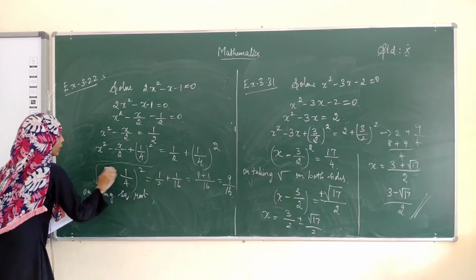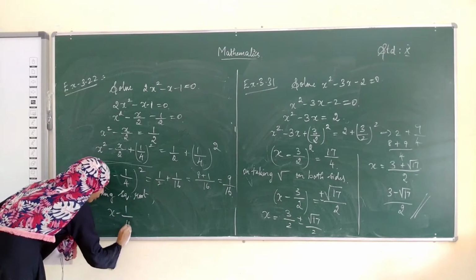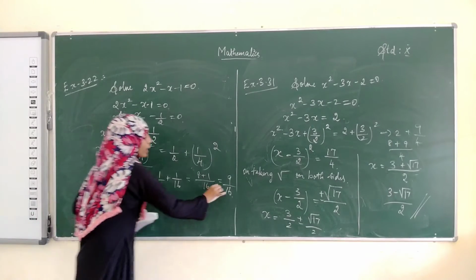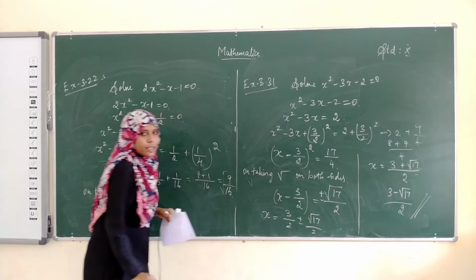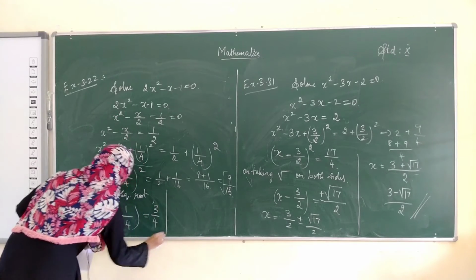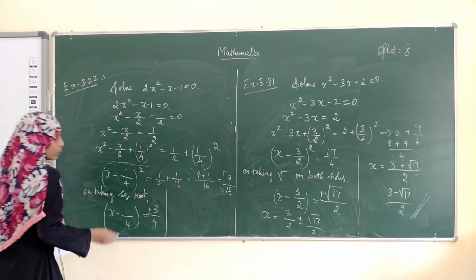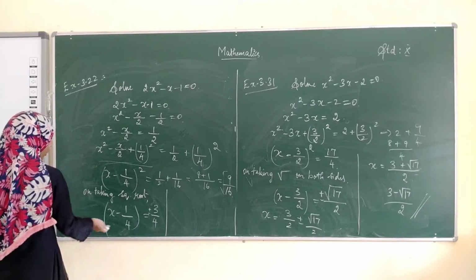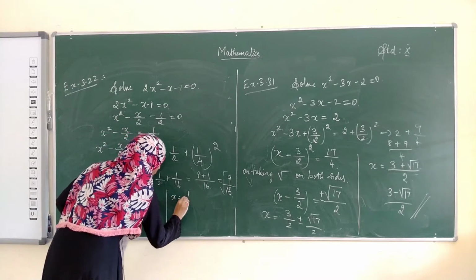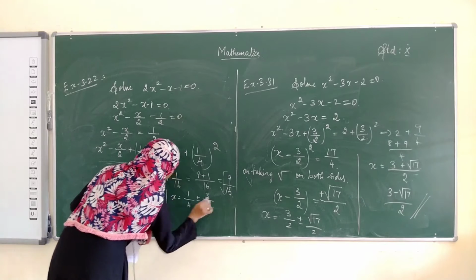While taking square root, square and square root get cancelled, therefore x minus 1 by 4 alone is on the left hand side, which is equal to square root of 9 divided by 16, which is 3 divided by 4. Therefore, plus or minus 3 divided by 4, because we are taking square root. So, take this 1 by 4 to that side: x is equal to 1 by 4 plus or minus 3 divided by 4.